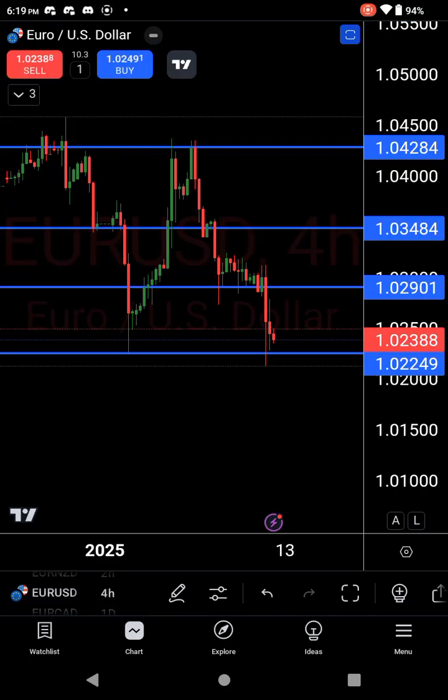Here on the EUR/USD 4 hour time frame, I'll be demonstrating how I do my markup in order to look for opportunities for day trading or even scalping, right? I can identify these blue horizontal lines, they are my areas of support and resistance, what I would call 4 hour zones, right?